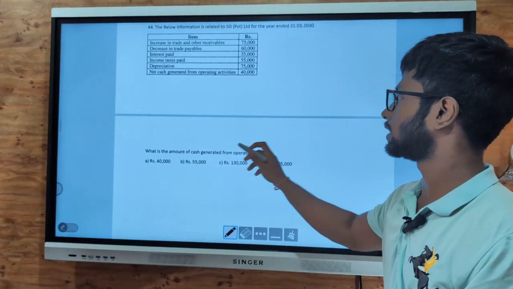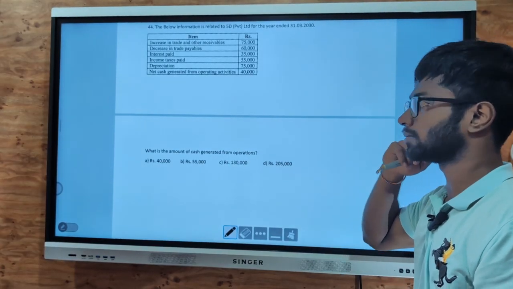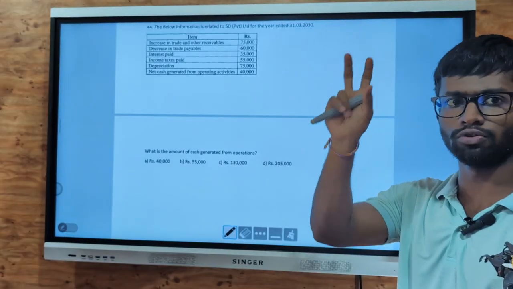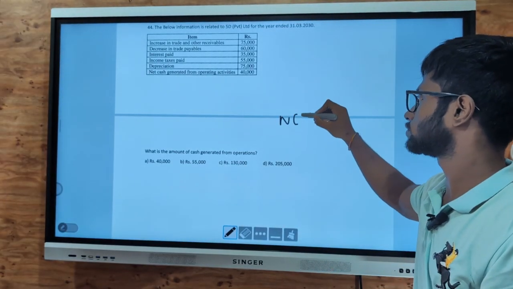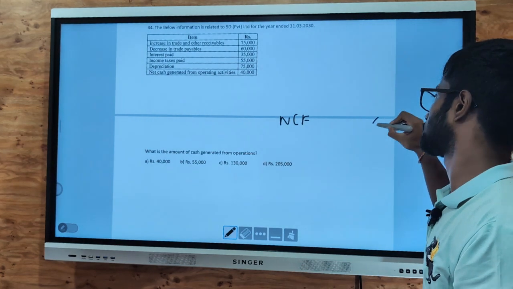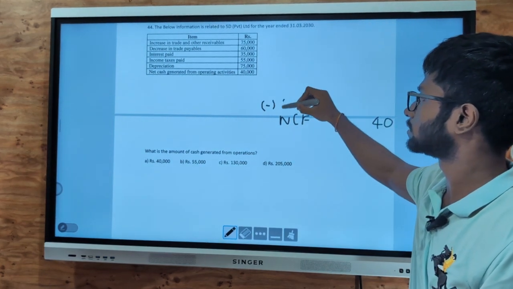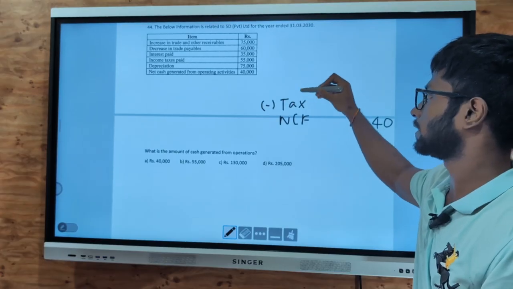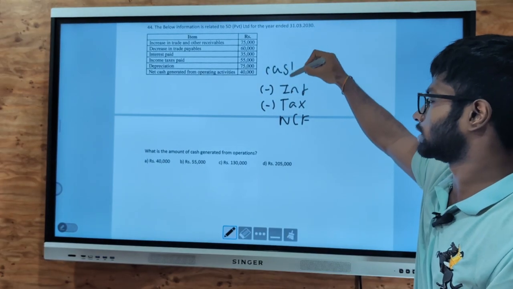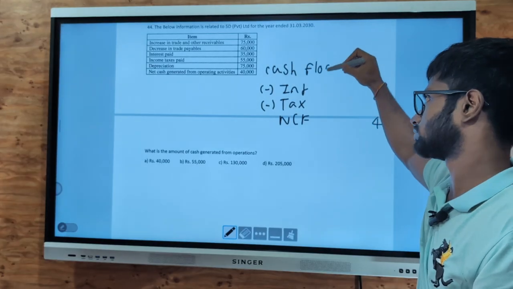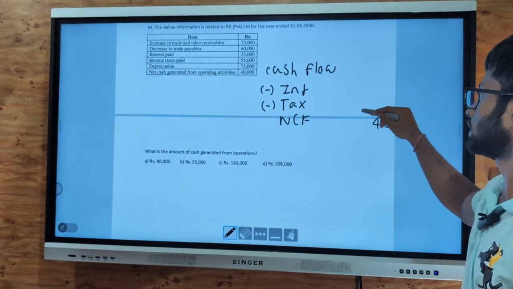We have to get the cash generated from operations. Cash flow generated from operations is, if you go through the template that I have given you, here you have the net cash flow generated 40. From this we have to deduct tax paid and interest paid. So then you get cash flow generated from operating. When we deduct these two only, we get this.